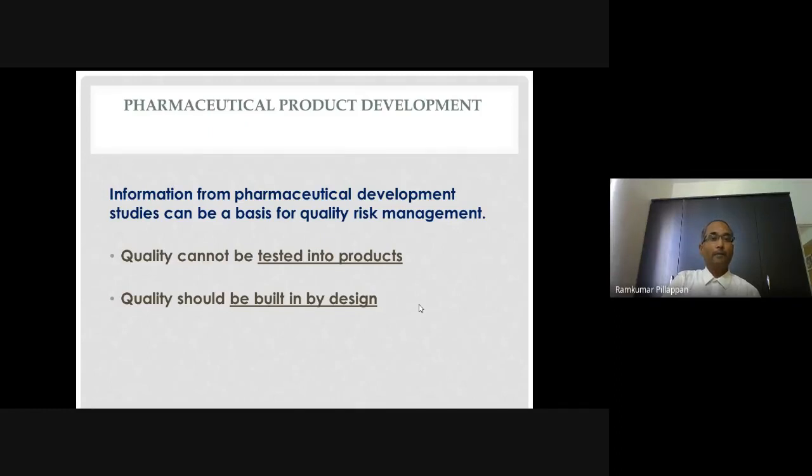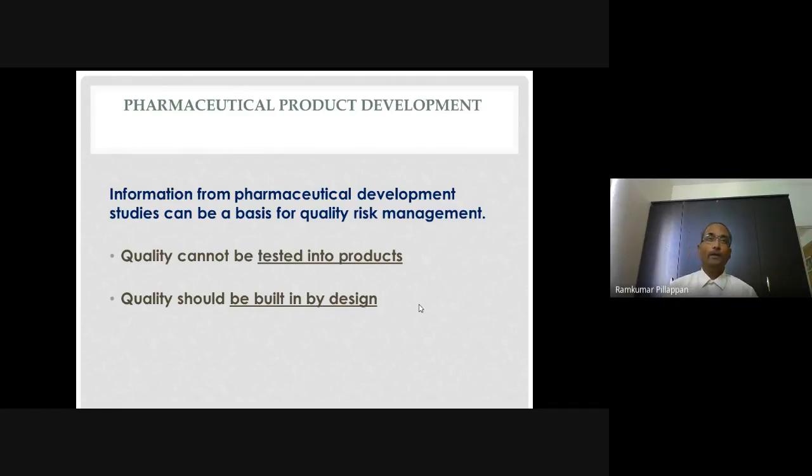Information from the development studies can be a basis for quality risk management. I repeat, quality risk management. Here the risk is for the quality of your product. Now, the change of paradigm: when I started my career in 92, we tested the product at the end of the batch in the QC department, and they told me whether the product passes or fails. It's like a student. I write my exam and then wait for the teacher to tell whether I pass or not. But here, the student's fate is at stake. In industry, the entire product quality is at stake if you fail in quality control. So failing is not an option now, with the competition and the strict regulation by the government.